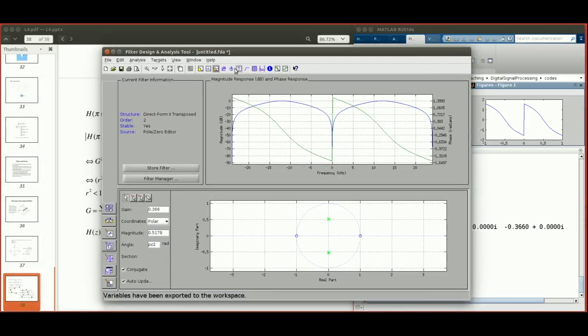So Matlab also provides a set of tools for you to design filters by pole zero placements, right? And this tool is called FDA tool, right? And it actually has a graphic user interface, allowing you to design the filter interactively.